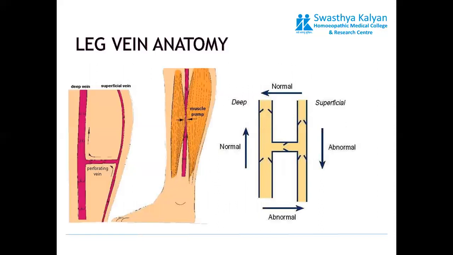So this is a diagram which will help you to understand how the superficial veins are connected with the deep veins, and how these peripheral veins connect the superficial and deep veins. Also, one more thing to understand is that muscles act as a localized pumping machine, a localized pump, which helps the anti-gravitational movement of blood towards the heart.